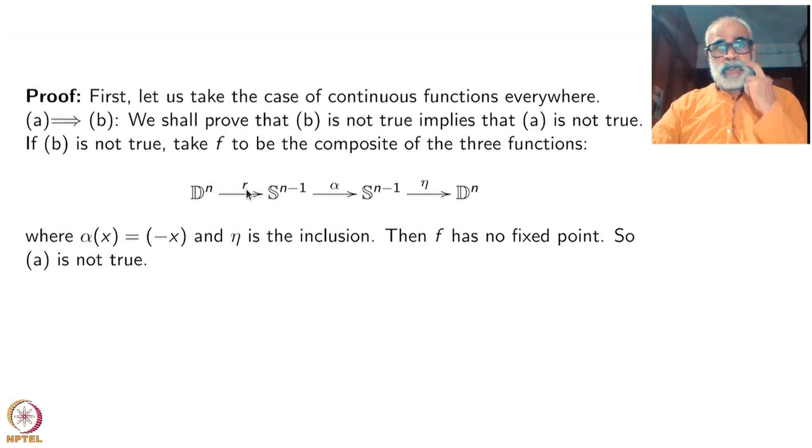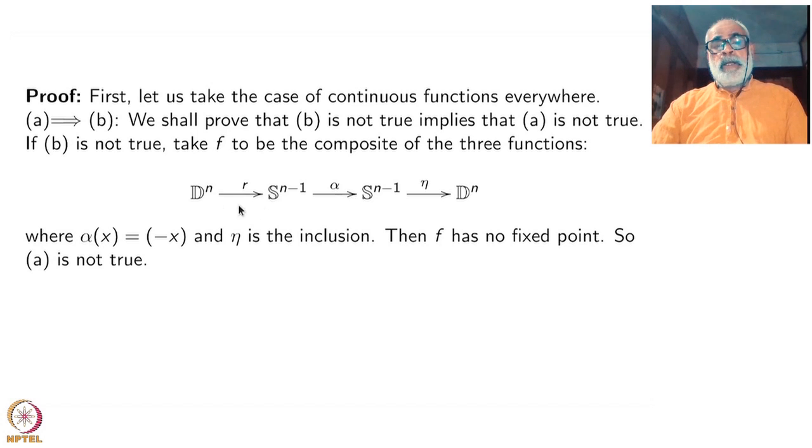retraction, namely a continuous function from Dn to Sn minus 1, which is identity on the boundary. Take that map, compose it with this alpha which sends x to minus x, the antipodal map. So you are inside Sn minus 1, now you go back to Dn by the inclusion map, that's all. Okay, what happens? This function will never have any fixed points at all.